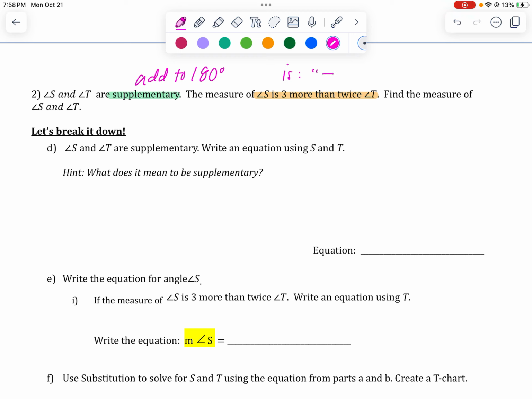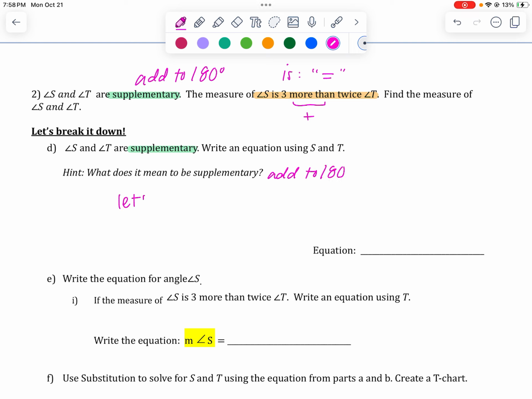Is our equal sign. More than, that means that we're adding. And then so on. So we can go ahead and write that later. And then it's asking us to go ahead and find the measure of angle S and angle T. So same exact thing. It says that angle S and T are supplementary. So we do have to go ahead and add to 180 degrees.